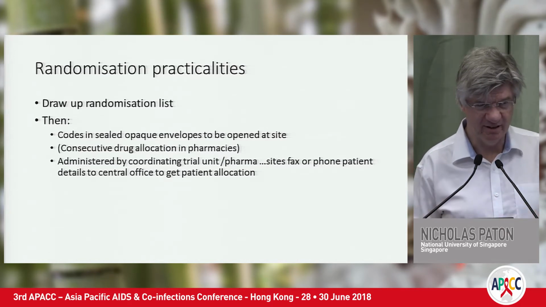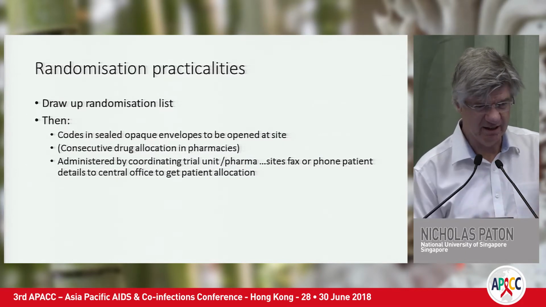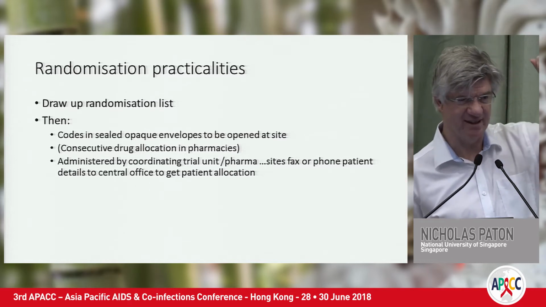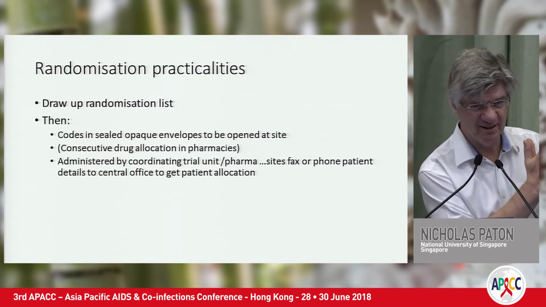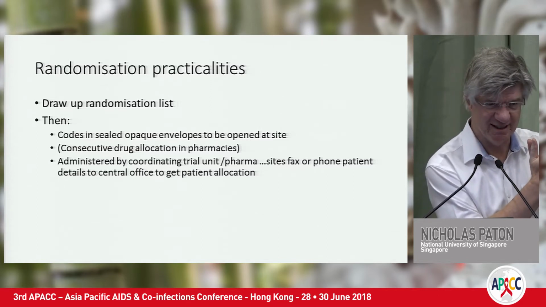People rarely do this these days, but you put the codes in envelopes, and then you need to worry about people steaming open the envelopes or holding them up to the light to see what it is. So there's all sorts of recommendations, like putting silver foil to cover the piece of paper inside with the randomization code, so you can't do that.